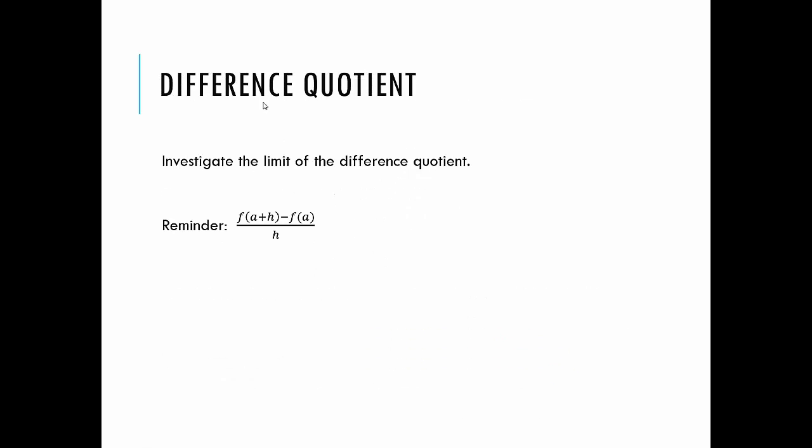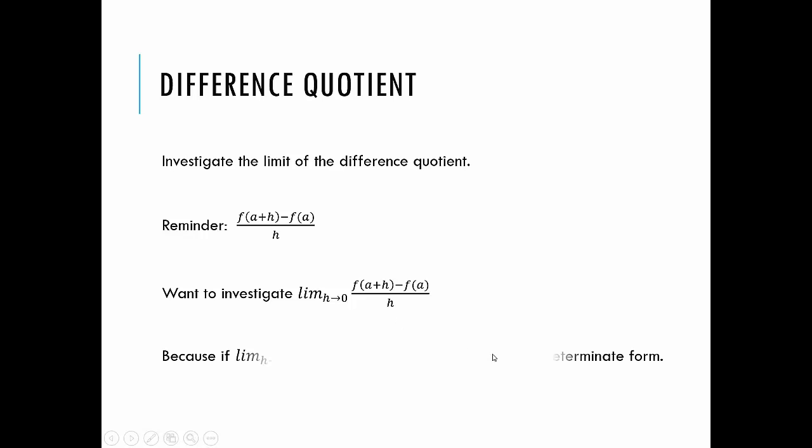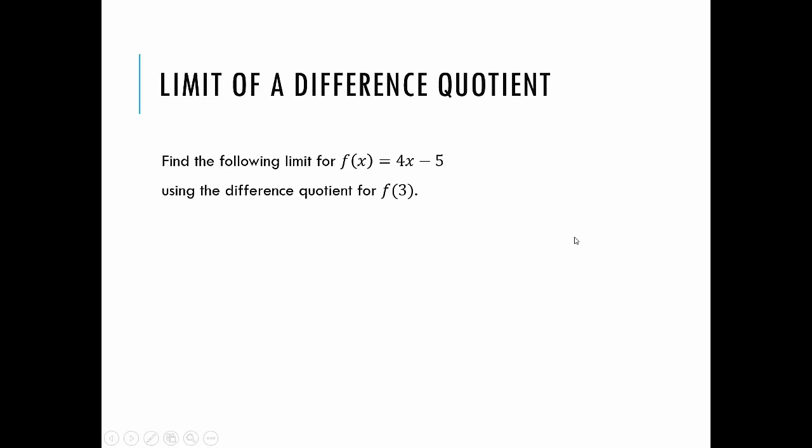All right, remember we talked about this difference quotient, and I said this is very important. All of this difference quotient is a slope, right? Because this is the change in the y over the change in the x. What if I wanted to investigate this limit as h goes to 0? As you can see, you certainly cannot plug in 0, because if the limit as h approaches 0 of the numerator equals 0, then I have something in indeterminate form. So let's find the following limit for this function using the difference quotient.